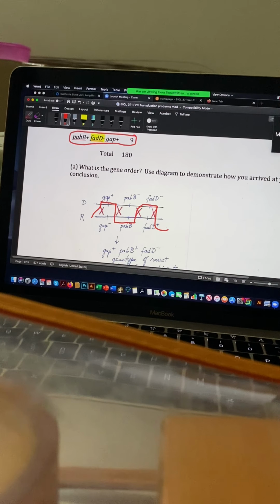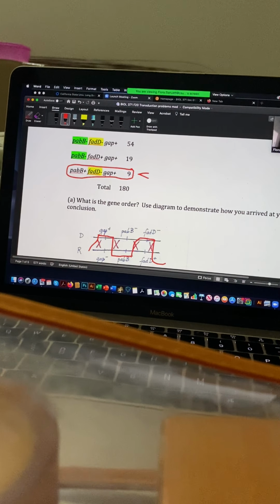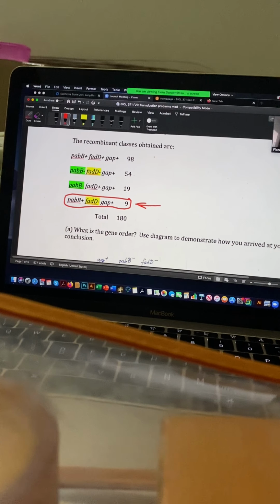Oh, because the rarest class of recombinants, this one, is the one that gives you the hint as to what the order is. And the rarest class of recombinants is obtained if you have 4 different crossovers. That's why it's rare, because having 4 different crossovers in this interval is a very rare event. That makes way more sense. Okay. So the other ones, the double crossovers, the ones that have only 2 crossovers, represent all 3 of these classes here. And I can demonstrate that to you.